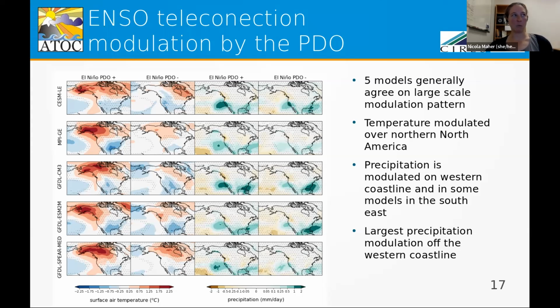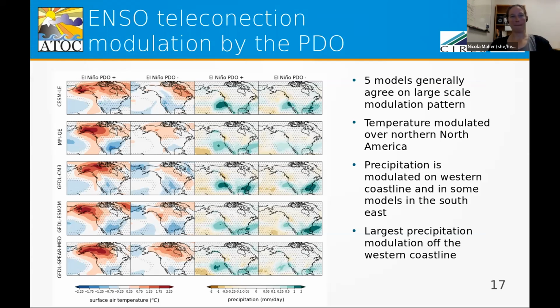We find this warmer temperature teleconnection over Alaska and Canada when the PDO is positive compared to when it's negative for El Niños in all models. And while the blob off of California for precipitation, the magnitude of that blob is model dependent, the modulation of it by the PDO exists in all models. And so we're really finding these consistent results that show that temperature teleconnections for El Nino are different over Alaska and Canada between different phases of the PDO, and precipitation teleconnections are different off the coast and onto the coastline of California.